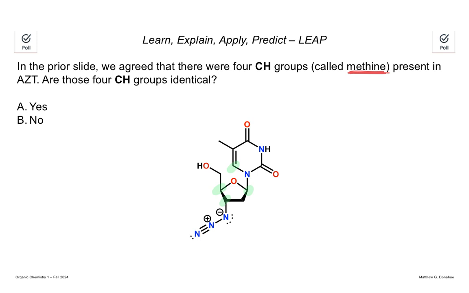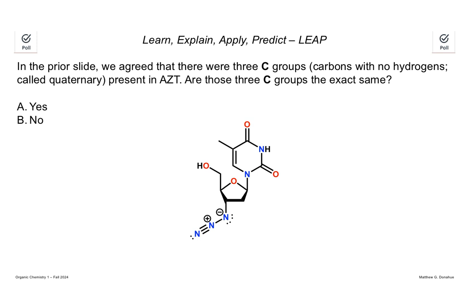But for now, really what we're just doing is learning the vocabulary, learning how to interrogate these molecules, saying it's this class or this type of carbon, this hybridization. So moving on to the carbons with no hydrogens. I'll do these in yellow. So what do you think about those? Are they the same?